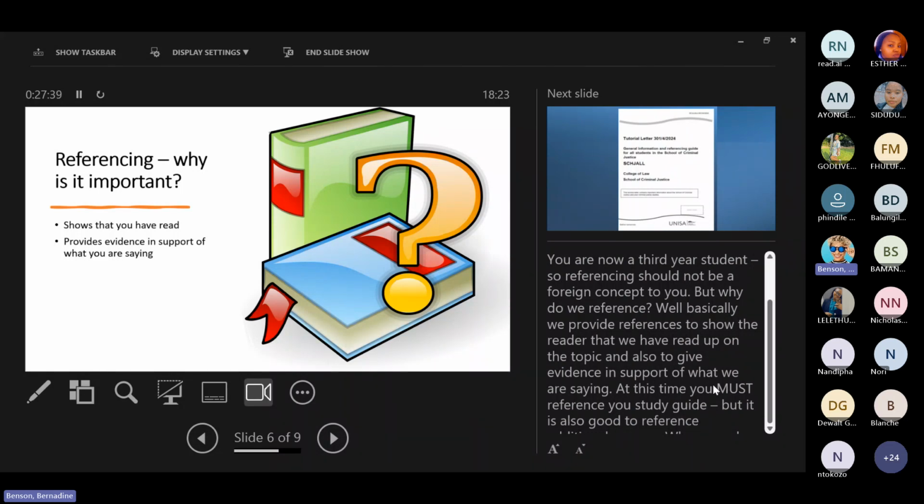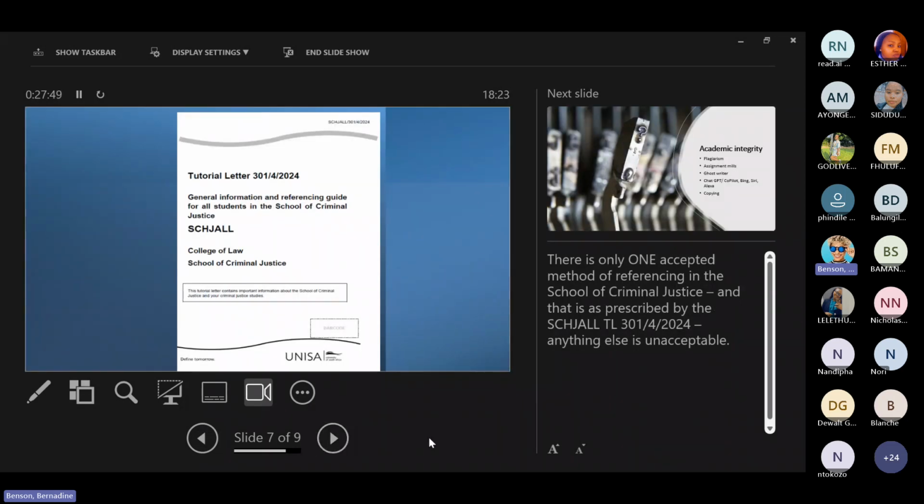And guys and ladies, my apologies. The tutorial letter for referencing looks like this. You cannot, at this stage, be telling me you don't know how to reference. There is a complete class on how to reference that I give to my master students. The recording has been sent to you.